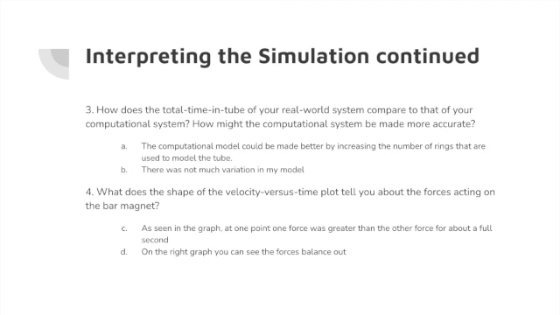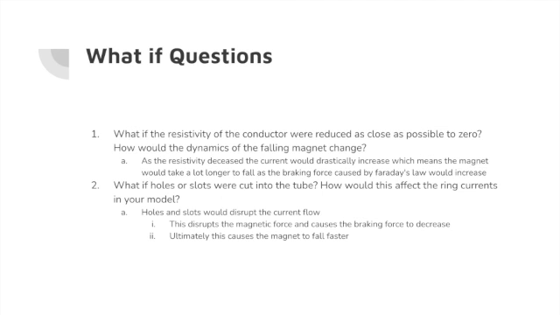What does the shape of the velocity versus time plot tell you about the forces acting on the bar magnet? As seen in the graph earlier, at one point, one force was greater than the other for about a second, and after this you can see the forces balancing each other out. So now we'll look at the what-if questions.